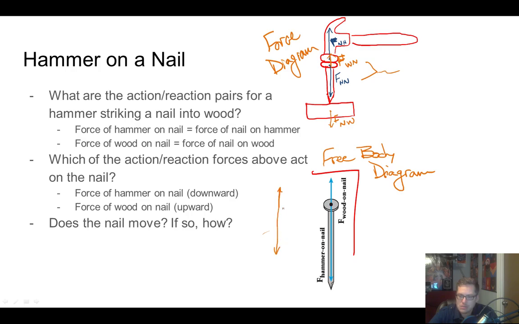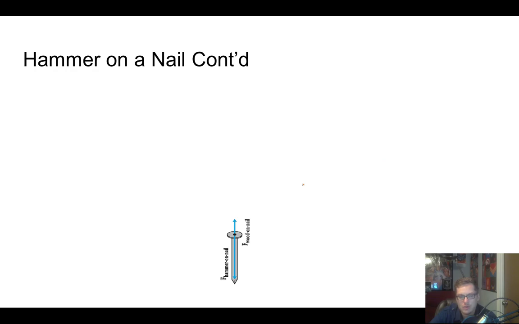And so our resultant would be from tail of the first to tip of the last. So the resultant would be from here down to here. That would be the resultant vector. So we would have a downward vector. And really what it also says is that because the force of the hammer on the nail is greater than the force of the wood on the nail, we're going to have a downward force. All right. So what forces act on the hammer?